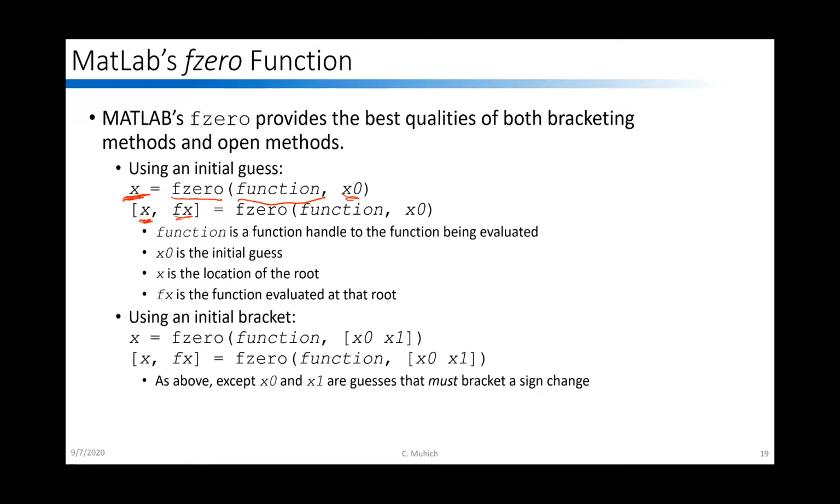We can decide to help MATLAB by going down the bracketing method route by putting in two guesses using this bracket function down here to force it to go through a bracketing method. Once again, we can either get out just the root or the root and the function value.